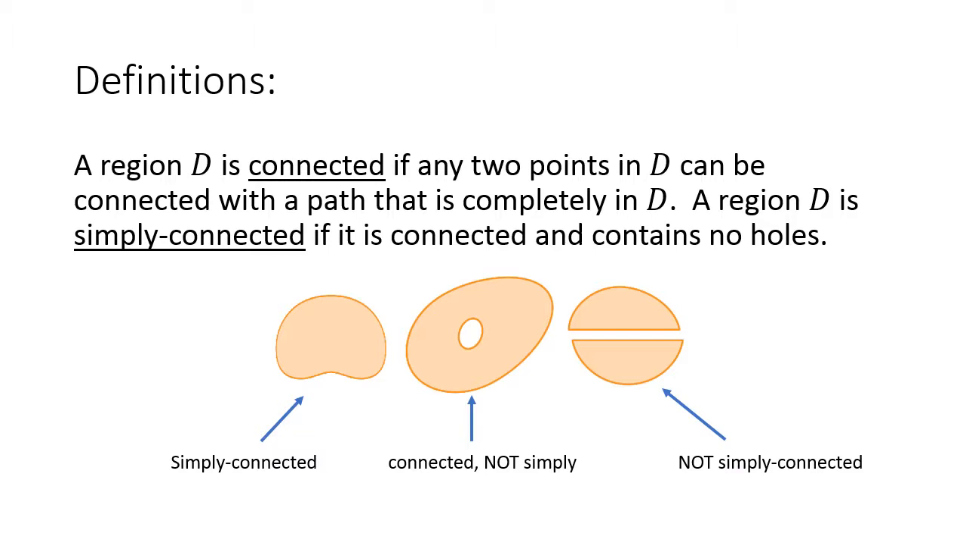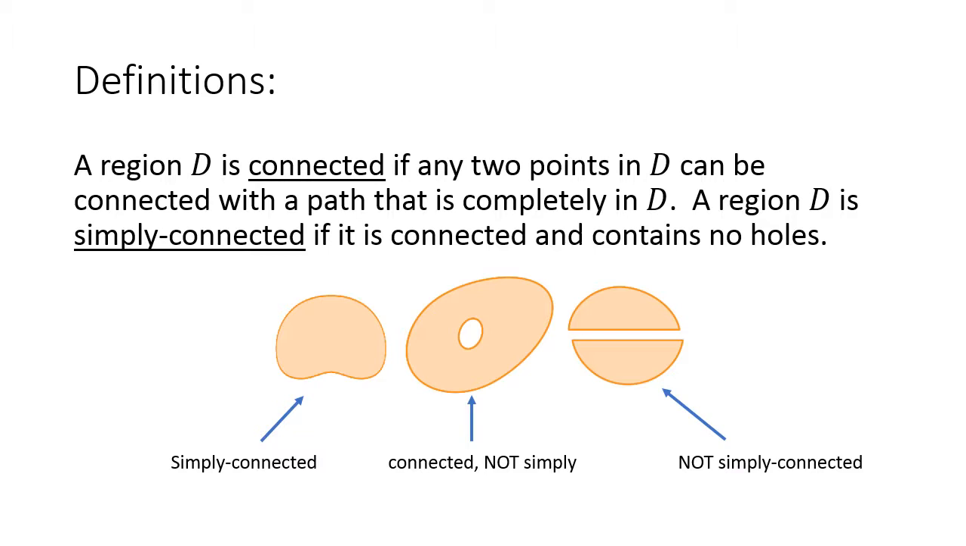The one in the middle is a connected region. And again, this is where I encourage you: take that region with a hole in it, put 2 points anywhere in that region, and then try to connect the dots inside the region. You're going to be able to do it, even with the hole. You just need to go around the hole. So that region is connected because you can connect 2 points together. It's not simply connected, though, because it has a hole.